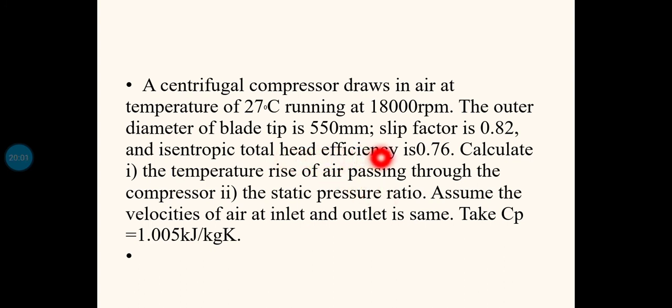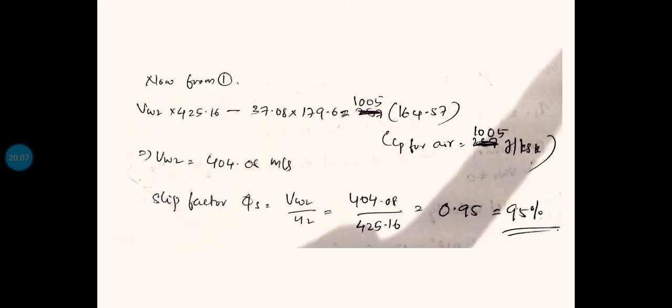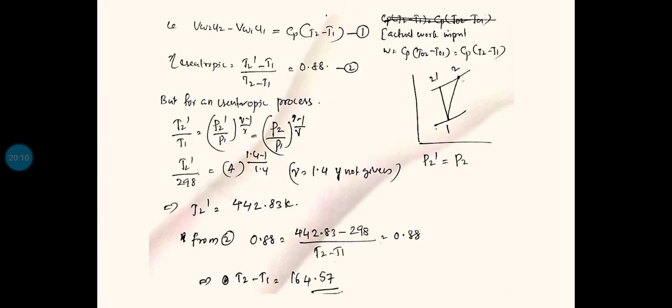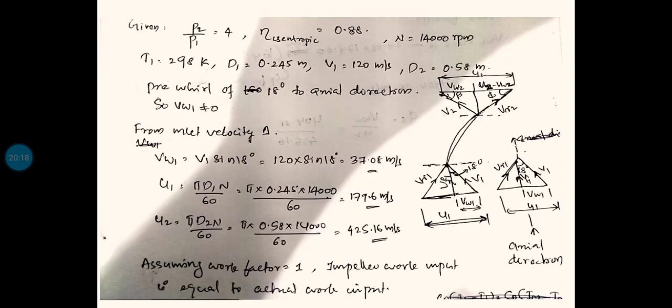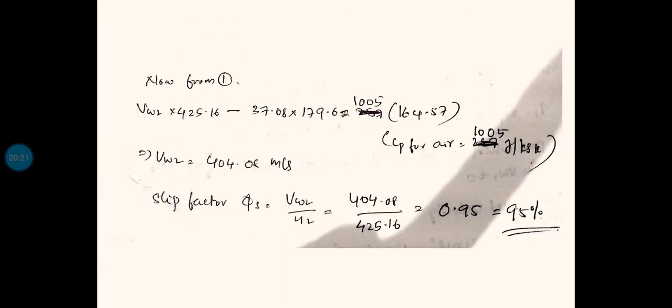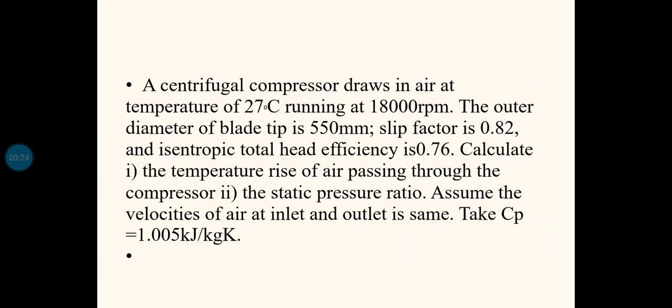Actually, if it is given like this, the isentropic efficiency is to be identified in terms of the total head, that is T02 dash minus T01 by T02 minus T01, that equation we have to use, but no problem, whichever equation is convenient you can go for that equation, that is better. So first you have to calculate the temperature rise of the air passing through the compressor. So difference in temperature you have to identify first. T2 minus T1 you have to find out. Then the second quantity is the static pressure ratio, P2 by P1 you have to identify.